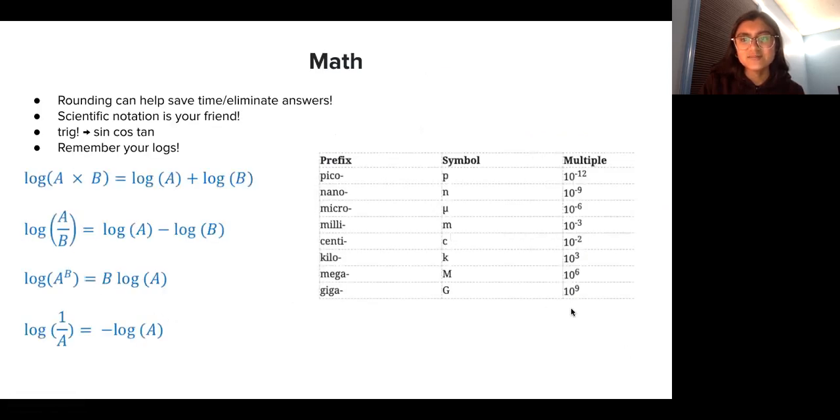All right, and then just some shortcuts for math. Definitely know prefixes, symbols, and what multiple of 10 each is. Rounding will help you save time. Scientific notation is also your friend. It helped me a lot. Instead of trying to navigate a bunch of different prefixes, just convert everything to scientific notation. And remember your logs as well and how to work with them. These should basically cover how to manipulate logs.